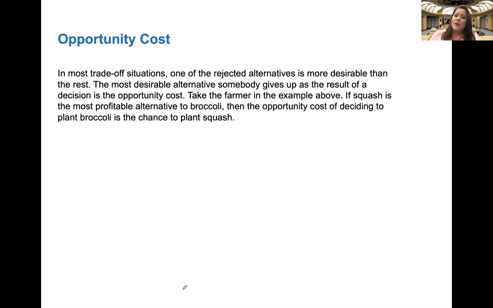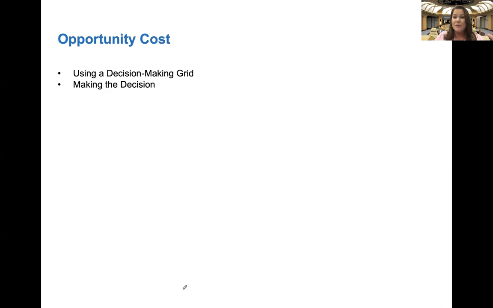Take this example here. You've got a farmer. If producing squash is more profitable than broccoli, and they switch over to squash, then their opportunity cost is they could have been producing broccoli. Or if they're producing broccoli right now, their opportunity cost is I could have been producing squash and making more money. And hopefully now you're sitting here going, I do this all the time. If I'm not working, I could be playing with my friends. If I've got free time, I could be working and making money.